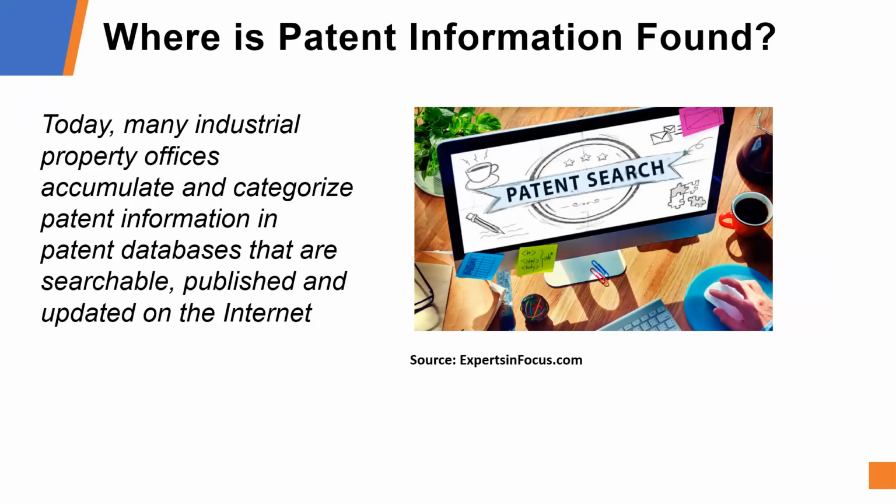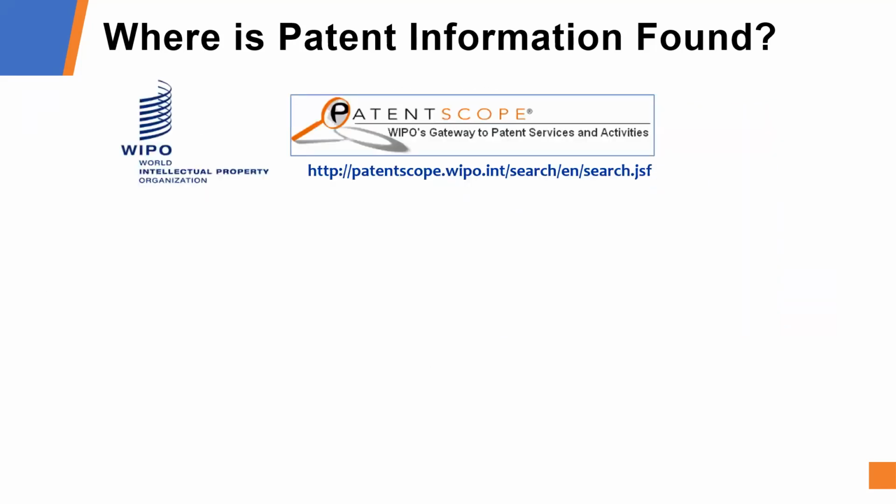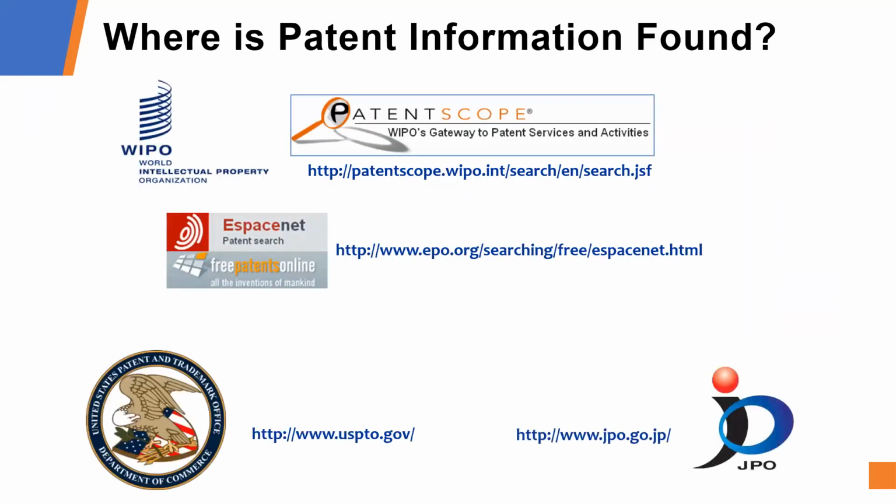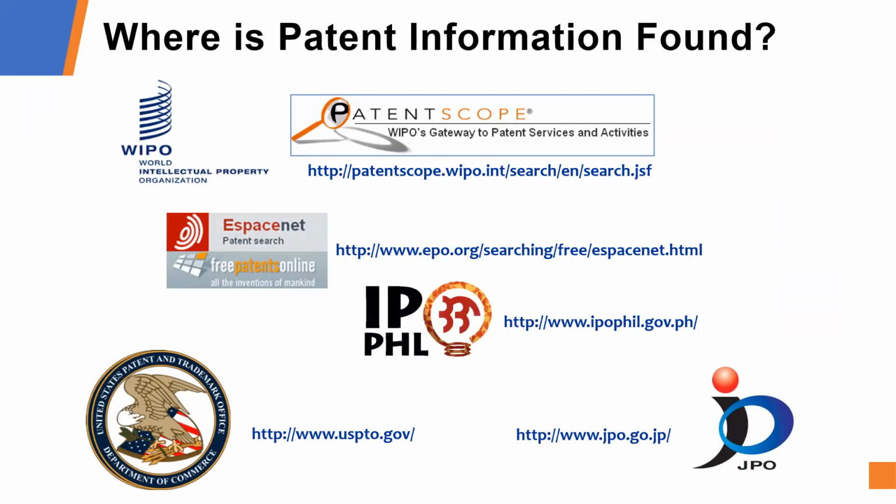Right. So of course today we don't have to go to places. What we can do is conduct patent information search in the different online databases. Of course, there are different online databases that you can find. That includes the WIPO and then the ESPASnet. ESPASnet is the patent database of the European Patent Office, or the EPO.